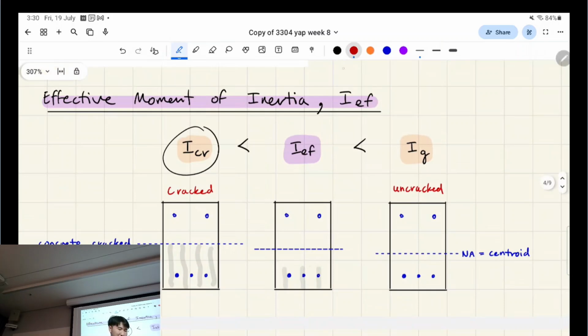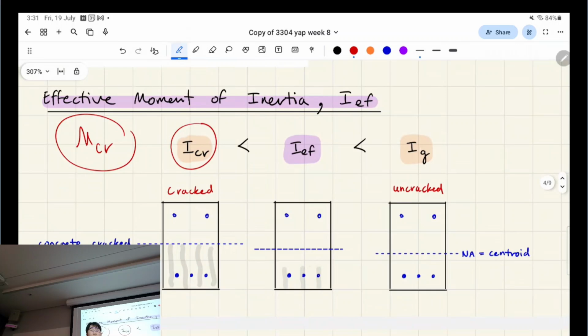So does anyone remember the exact definition of cracked moment of inertia? The moment at which cracking occurs. That's cracked moment actually. Isn't it the moment before, just before cracking? So we're thinking about it in the wrong context. You guys are still thinking about the moment. This is the moment of inertia. This is m to the power of 4, whereas that is in kilonewton meters or newton millimeters.